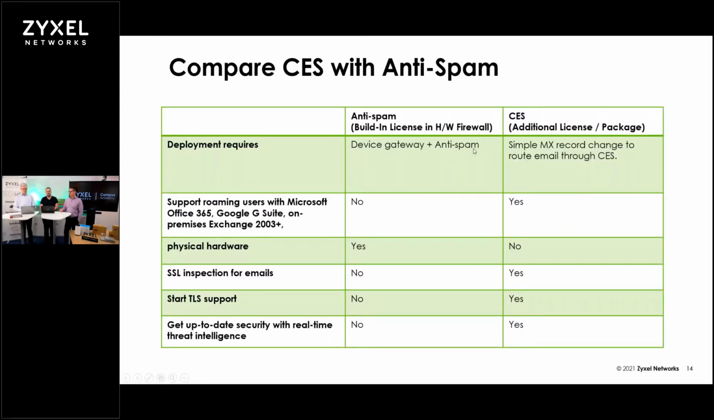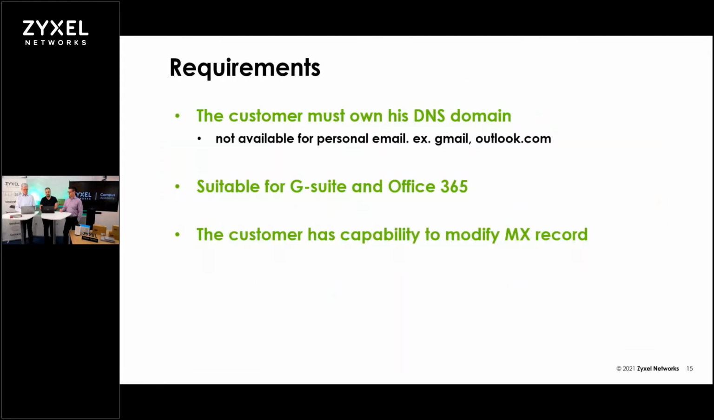This is a comparison matrix of the standalone on-premise anti-spam and the new cloud email security. The main change is the MX record, so that we can scan in the cloud, and then we are supporting many more security features and also encrypted emails. This tool cannot support Gmail or Outlook.com, so we must have a real domain, for example a company domain, and you must be able to modify the MX record on this domain. After that you are able to configure the settings.